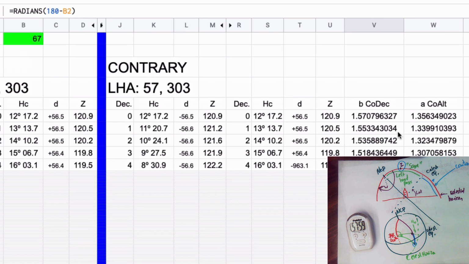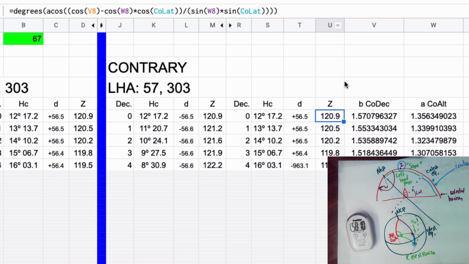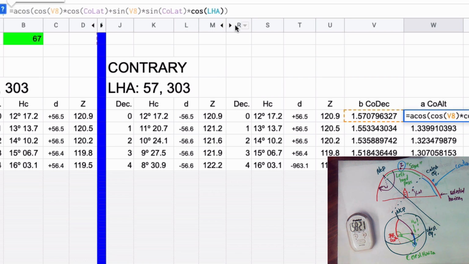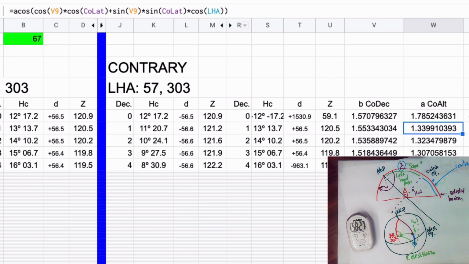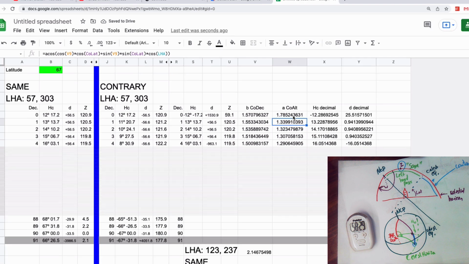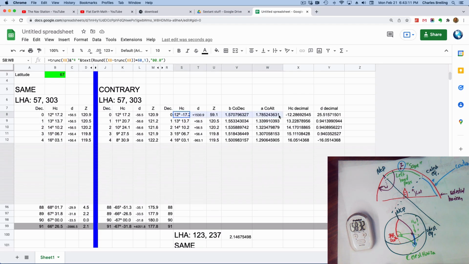So now we're going to go back up to our formulas. Now let's take a look. Where was the LHA actually used? It wasn't used in H sub C. It wasn't used in D. It was not used in Z. It wasn't used in CoDec. It was used in CoAlt. All right. So all I have to do is literally type in the word LHA bottom. And now that's going to change this entire spreadsheet. So I think I'm ready to fill down. And I think the second half, or the third half, the third of this spreadsheet is complete.